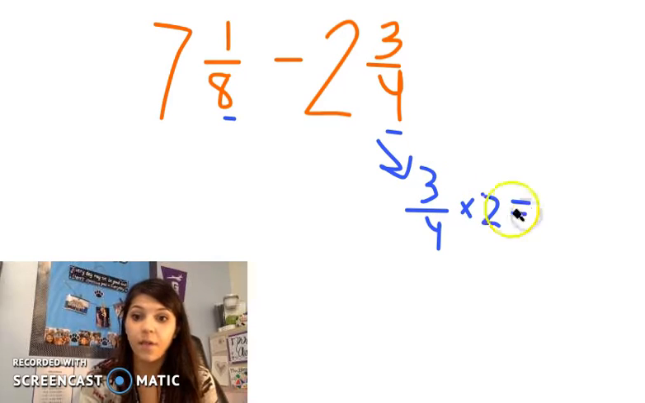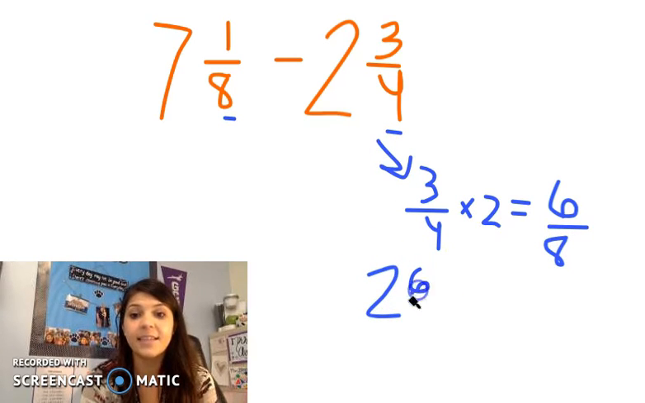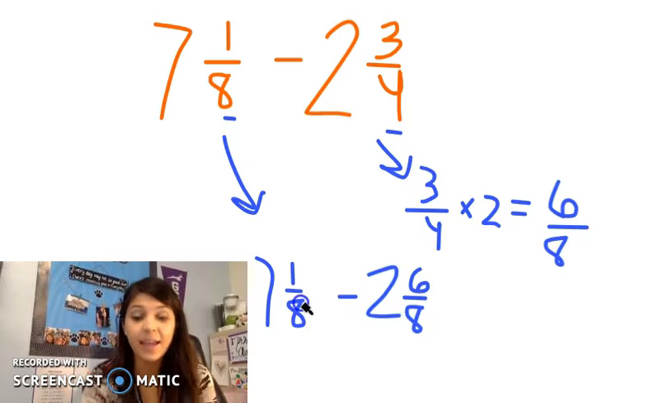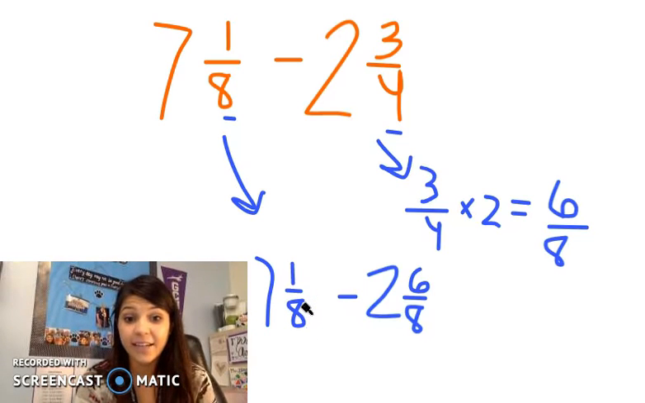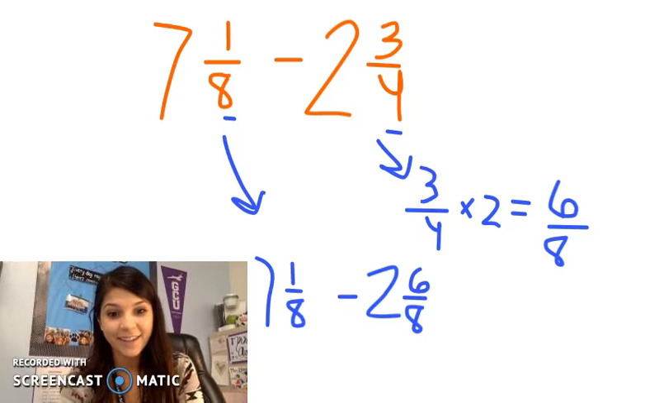So 3 times 2 is 6. 4 times 2 is 8. And then I'm going to bring that number back around. So now it's 2 6/8. All right. And then I'm going to bring down that first fraction straight down so that it's 7 1/8. Okay, and now this is where you can sit and do your little heart. I want you to go ahead and try it from here, and then hit pause and then click play when you're ready to see if you got the right answer or not.